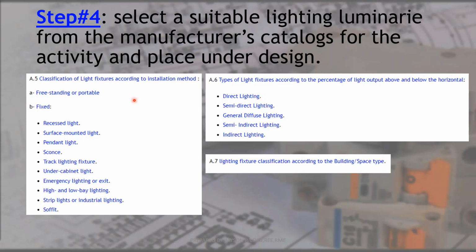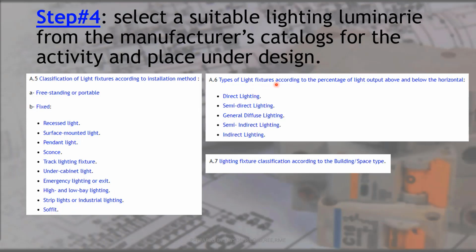So just to review, we have a classification of light fixtures according to insulation method. Number 1 is the freestanding or portable. Next is the fixed. So under the fixed, naladagan na kayo tadya, recess, surface mounted, pendant, sconce, track lighting, under cabinet, emergency lighting, high and low bay lighting na siya sa street or outdoor purposes, strip lights, and soffit. So it's architectural lighting.